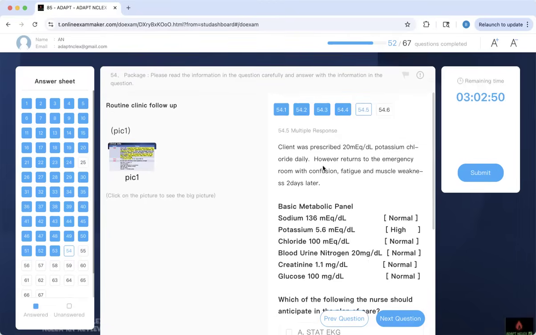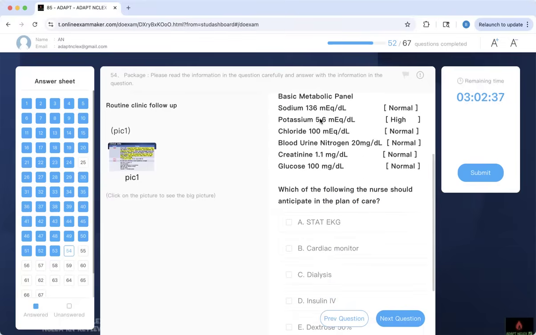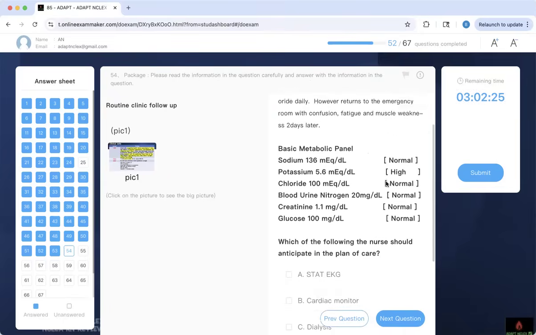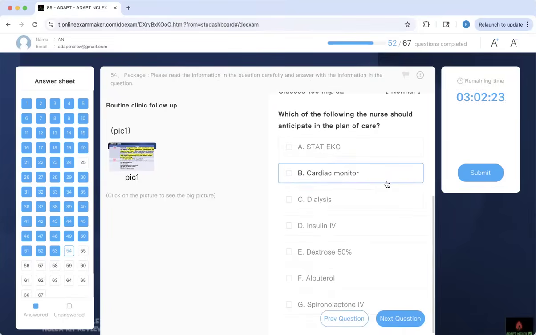the patient came back. The client was prescribed what? 20 milliequivalents of potassium. However, the client returned to the emergency room with what? Confusion, fatigue, and muscle weakness. Why? The potassium has gone up now, and the rest of the labs are normal. So we treated hypokalemia. Now we're treating hyperkalemia. What do you do with hyperkalemia? Think about it.